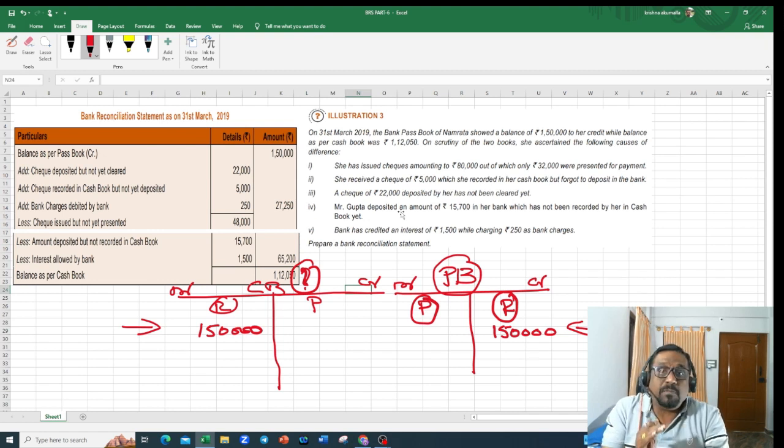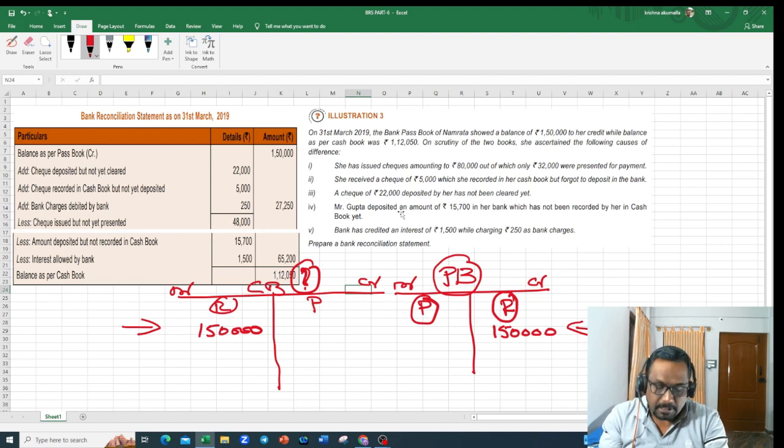If the question mark balance is increased, you have to add. If the question mark balance is reduced, you need to subtract. That's all, that is the rule we are going to follow.